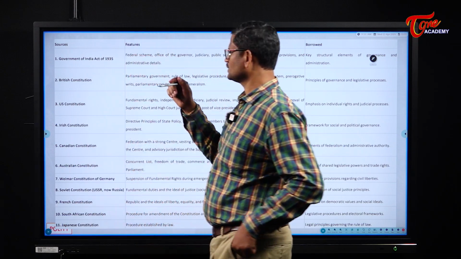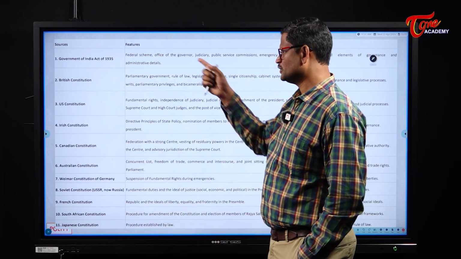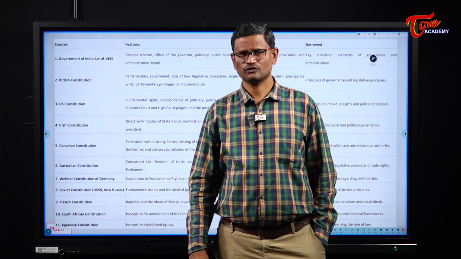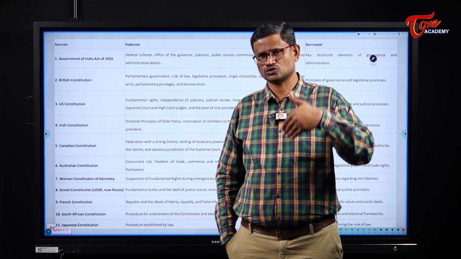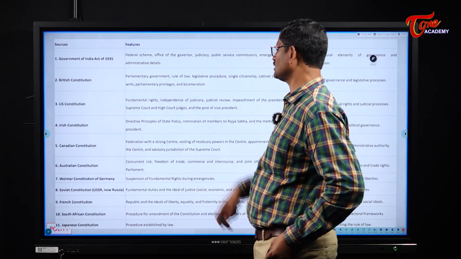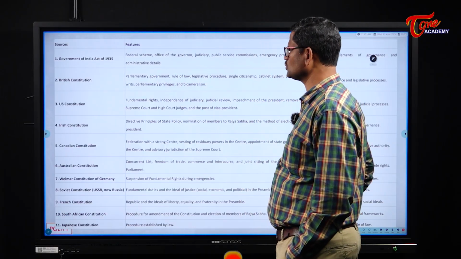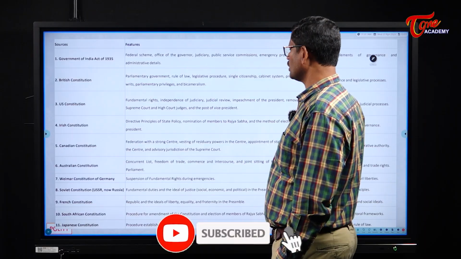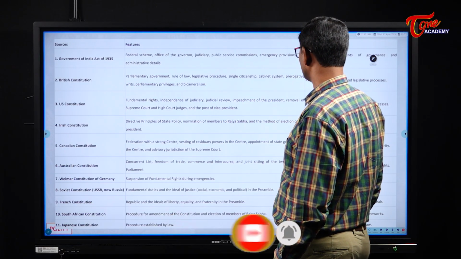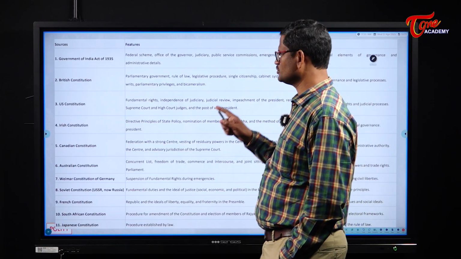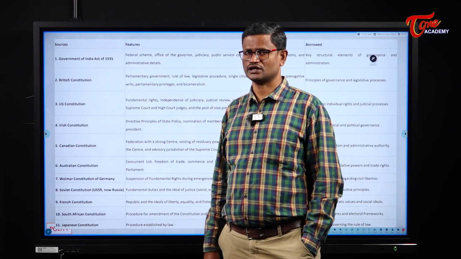If you take, as I said, the Government of India Act. So the Government of India Act 1935 was the basis for borrowing administrative provisions into the Constitution of India, especially the federal scheme, the division of powers between the center and the states, the office of governor, judiciary, public service commissions, emergency provisions, and all the administrative details.